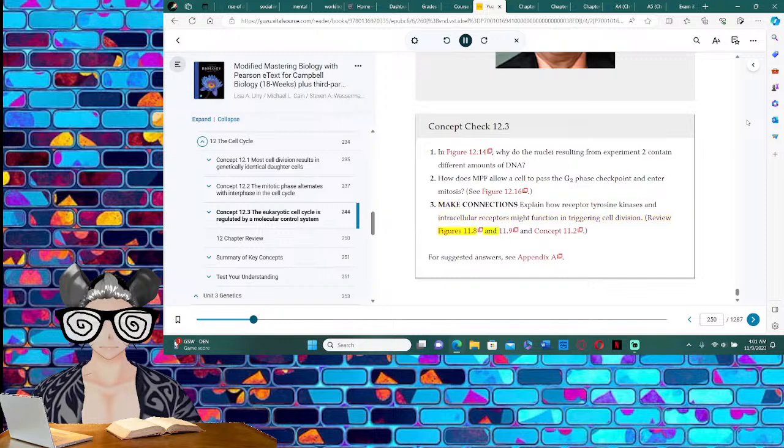Review Figures 11.8 and 11.9 and Concept 11.2. For suggested answers, see Appendix A.